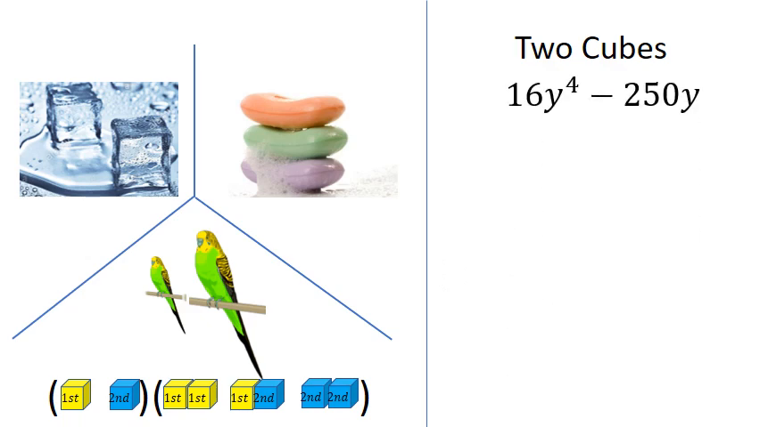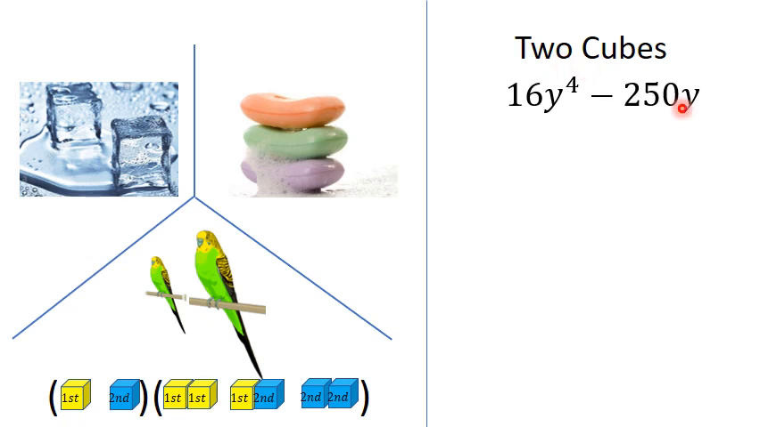So let's look at this one, 16y to the 4th minus 250y. It doesn't look like it's going to be 2 cubes. I don't see anything that's cubed in here. It kind of looks like it's going to be a difference of squares problem, honestly. 16 is 4 squared, y to the 4th is y squared squared. So it looks like it's going that direction.